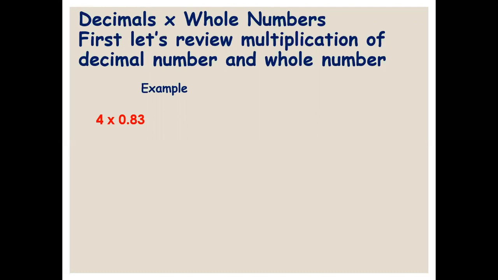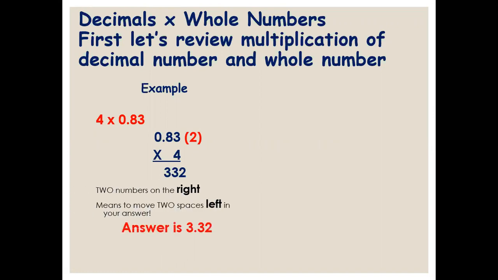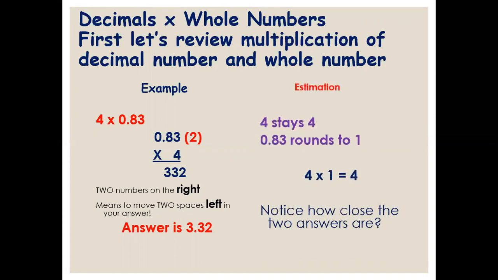Now, let us first see how to multiply decimals with whole numbers. With this also you have already learned. We are just going to review the same. 4 times 0.83, you can rewrite it as 0.83 times 4. And in 0.83, there are two decimal places. So the answer should also contain two decimal places. So 83 times 4, you got 332. And then shift two places from the right to the left. So the answer is 3.32. You can check it with your estimated answer, which is 4.